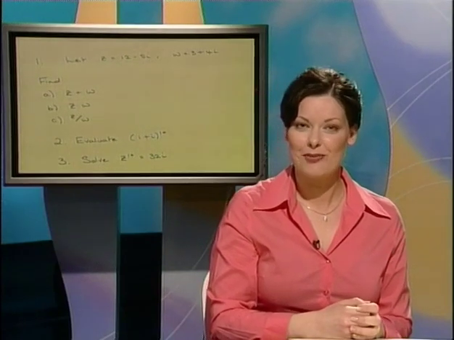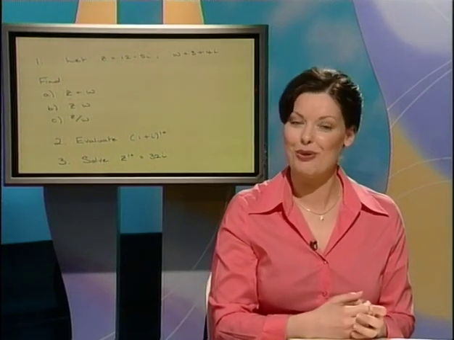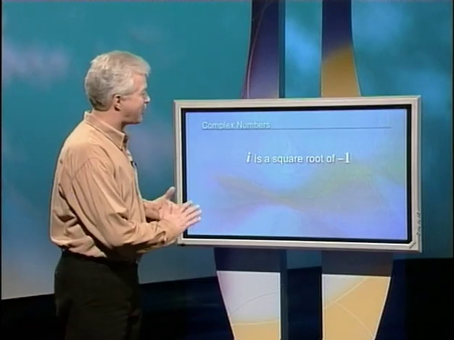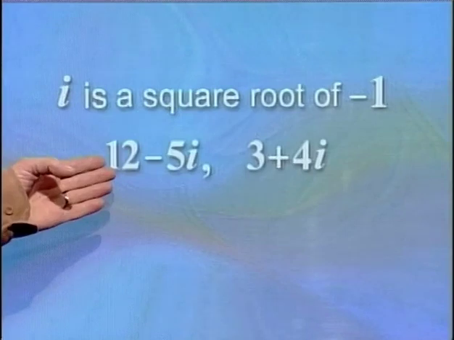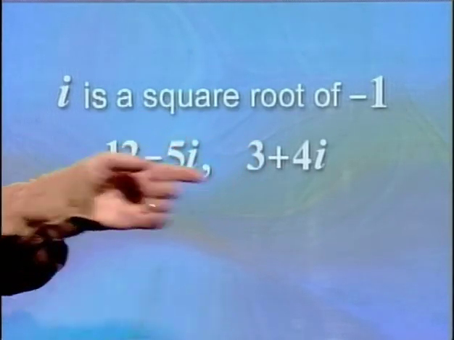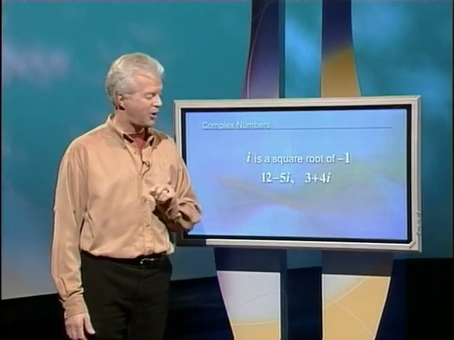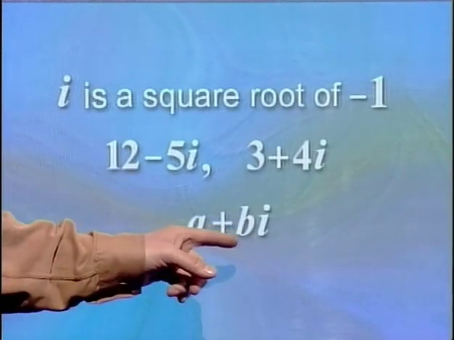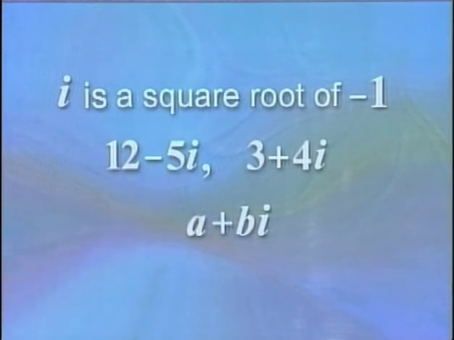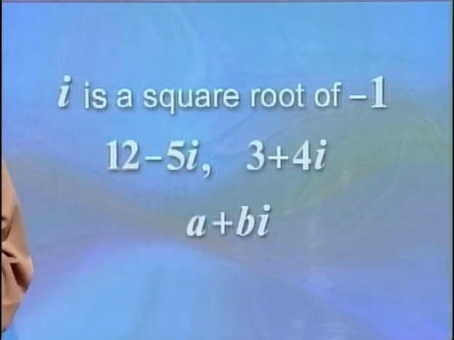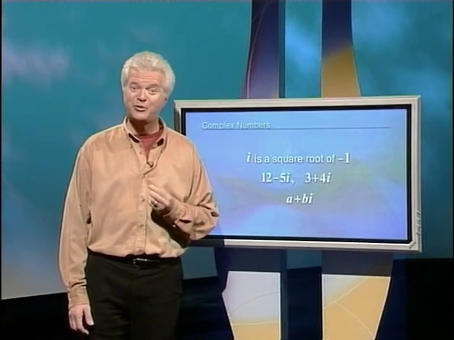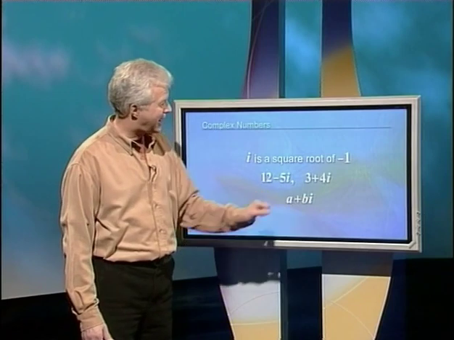To start with, Alan's going to remind us about basic arithmetical operations on complex numbers. Well, here's a couple of complex numbers. 12 minus 5i and 3 plus 4i. You can see that we've made them by taking real numbers and combining them with i in this way. And a general complex number is of the form a plus bi, where a and b are both real numbers. a is called the real part of the complex number, and b is called the imaginary part of the complex number. So paradoxically, the imaginary part is in fact a real number, the real number that multiplies i.